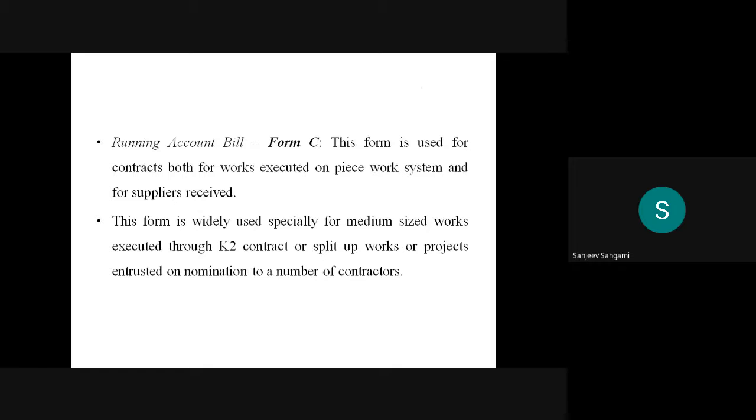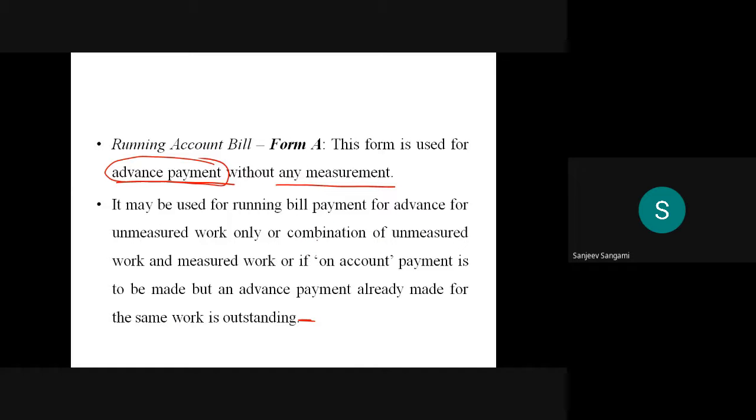Then running account bill form C. This form is used for contracts, both for work executed on piece work systems and for the supplies received. So form A is an advance, form C is part completion. For example, if 20% is completed, then you can give the bill in form C. This form is widely used, especially the first one, the advance payment, it will not be promoted by most of the government organizations.